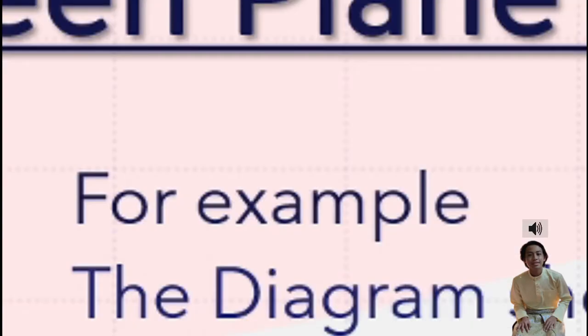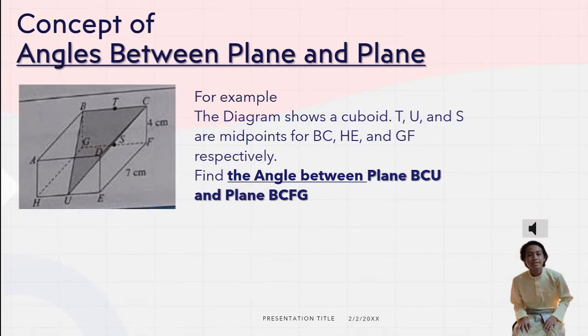For example, the diagram shows a cuboid. Points T, U and S are midpoints of BC, HE and GF respectively. We have to find the angle between plane BCU and plane BCFG. How to find the angle?